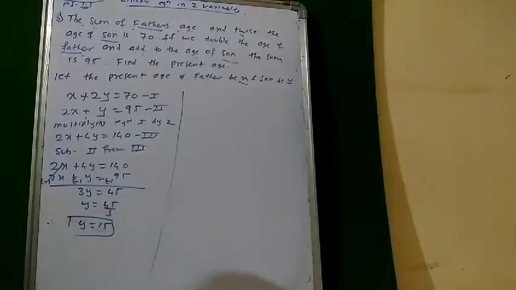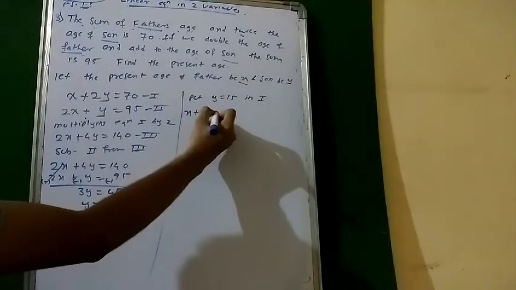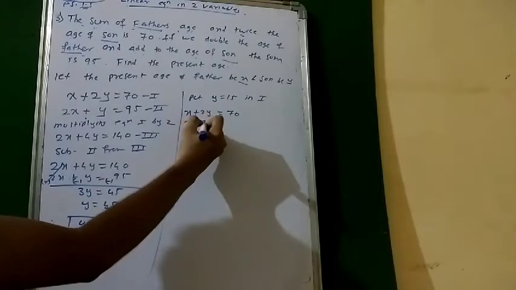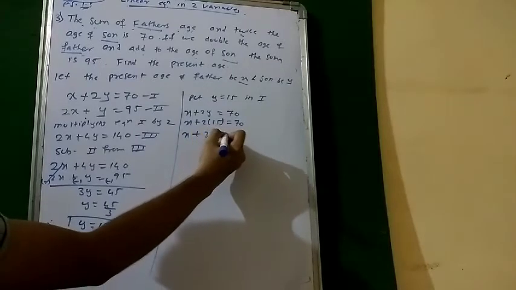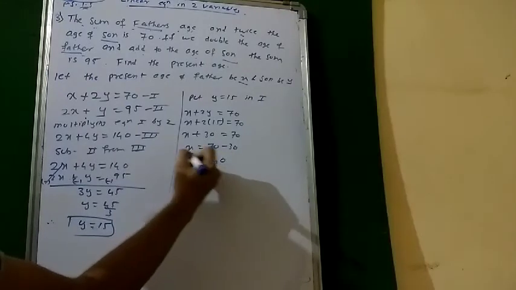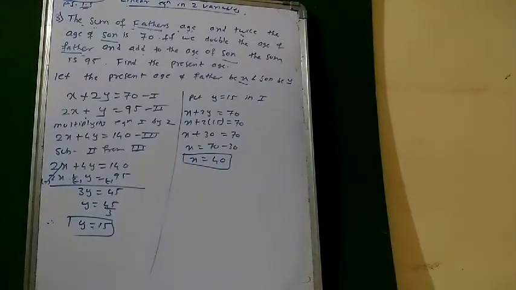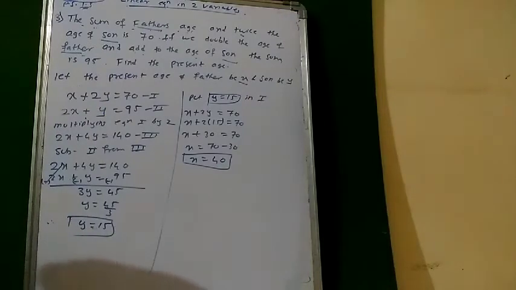Now put y is equal to 15 in equation 1. What is 1? x plus 2y is equal to 70. x plus 2 into 15, which is 30. So x is equal to 70 minus 30, and 70 minus 30 is 40. So we have y is equal to 15 and x is equal to 40. y is the age of son, and x is the age of father.